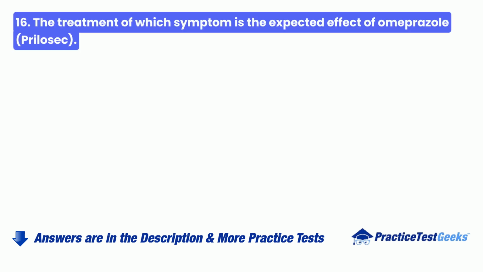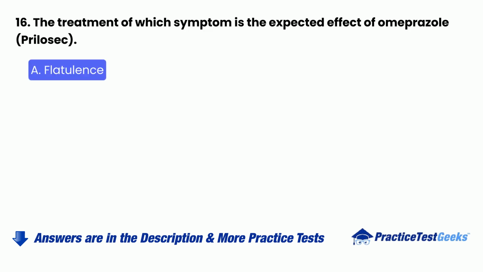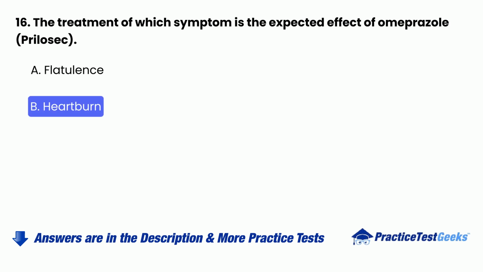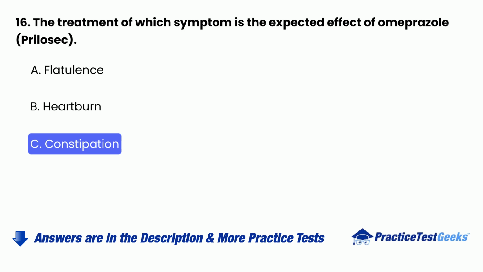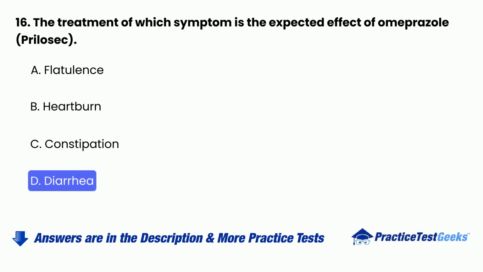16. The treatment of which symptom is the expected effect of omeprazole or Prilosec? A. Flatulence. B. Heartburn. C. Constipation. D. Diarrhea.